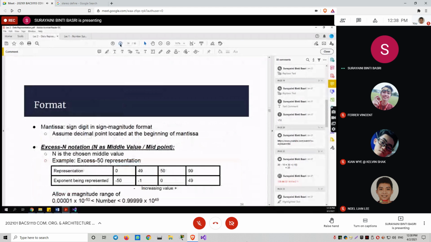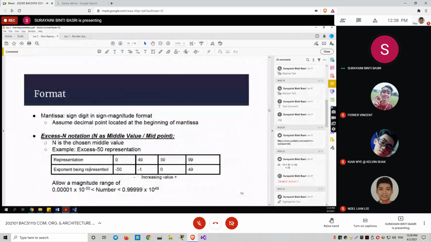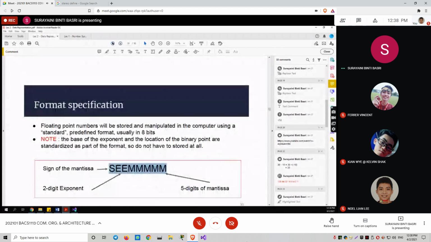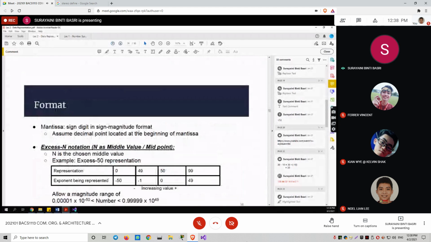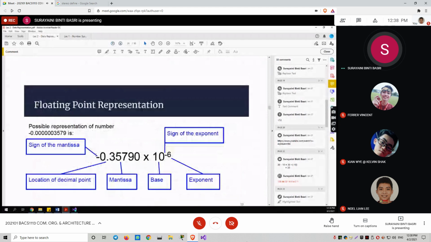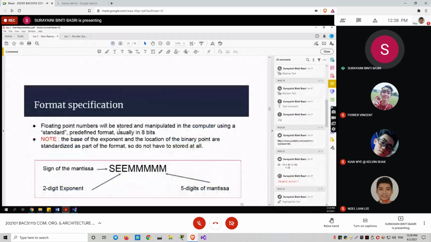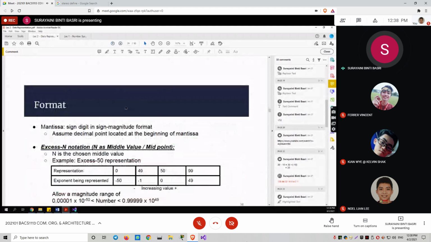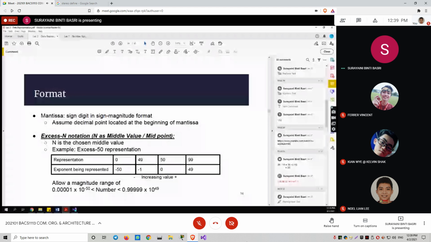Okay, so the way to come out from this number, this format, to this format is by using another rule, which is excess n notation. This excess representation is actually explaining about your exponent number.